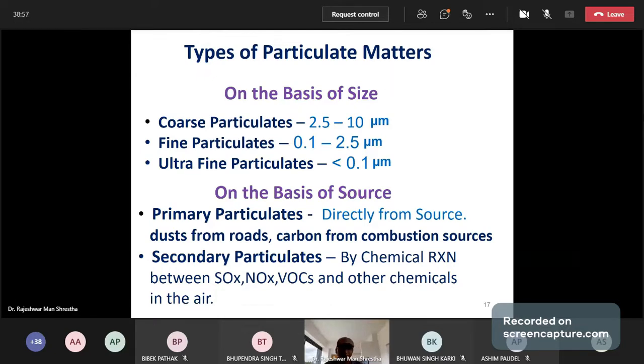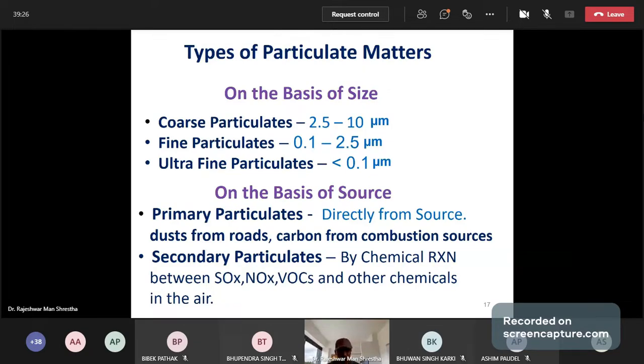On the basis of size, particulate matter has been classified into three types. Coarse particles range in size from 2.5 to 10 micrometers, and fine particles are those that range in size from 0.1 to 2.5 micrometers, and ultrafine particles are those particulate matter whose size is less than 0.1 micrometer.